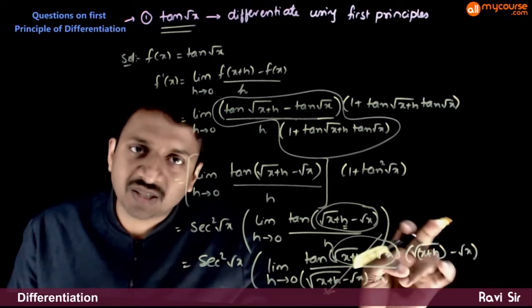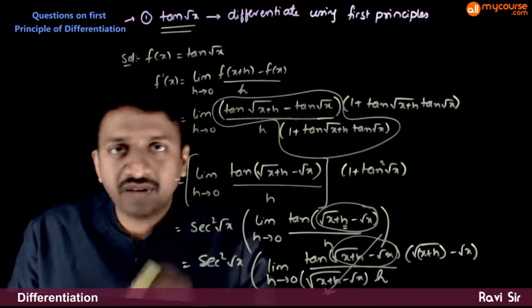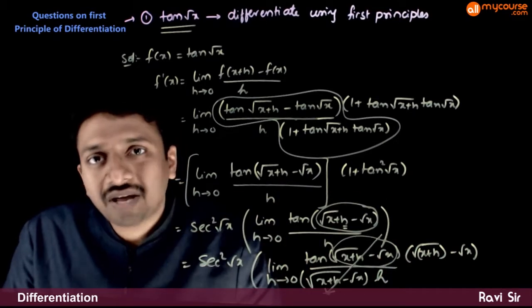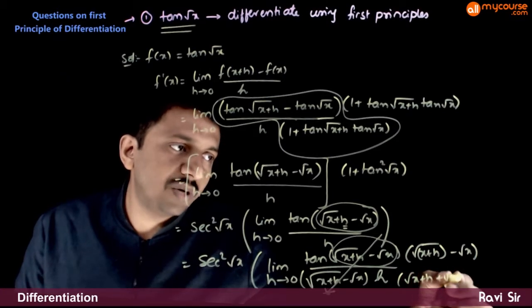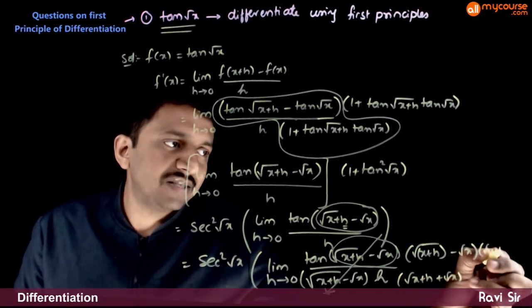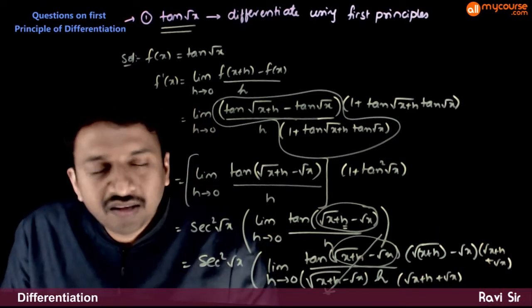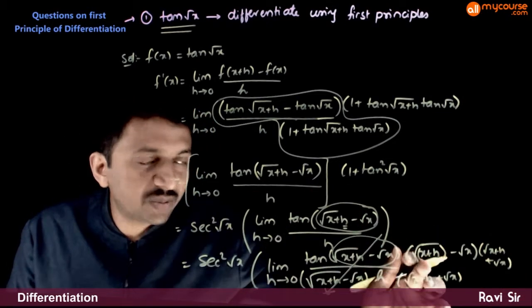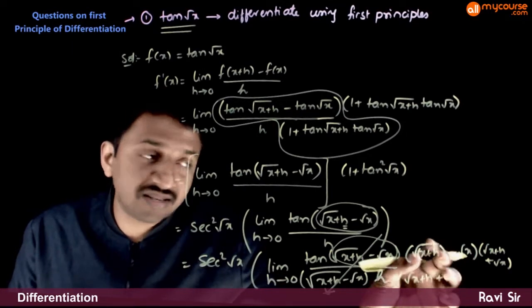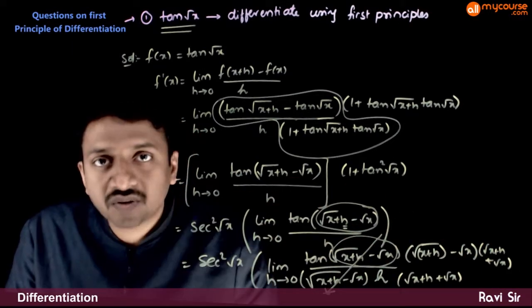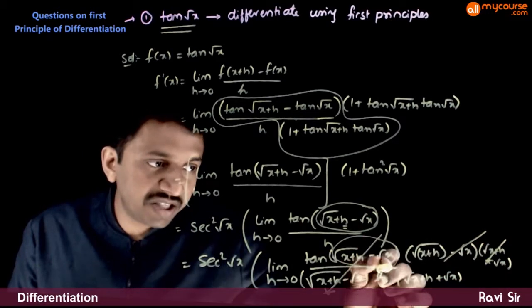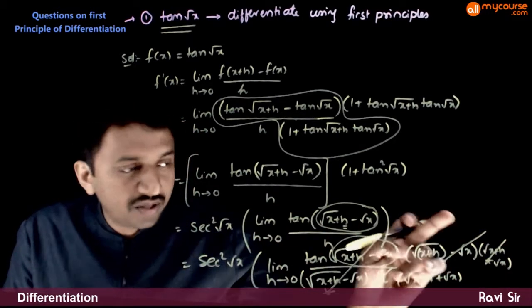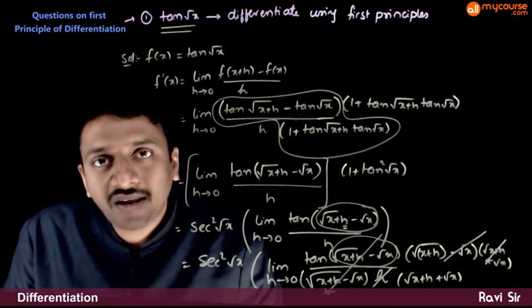Now what is remaining is this expression, root of x plus h minus root x by h. This can be very easily solved by rationalization process. So I'll multiply it with root of x plus h plus root x, in numerator and denominator. So what happens in the numerator? This a minus b into a plus b is a square minus b square. That is x plus h minus x. So you get h as the answer. So h gets cancelled. So now the indeterminacy has gone completely.